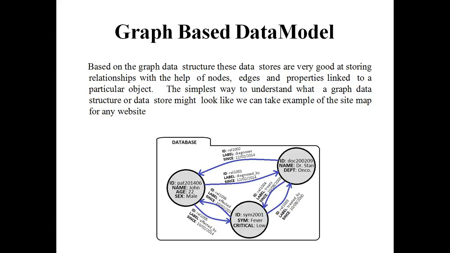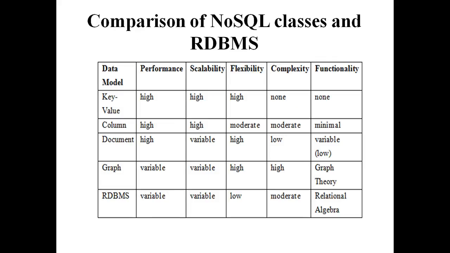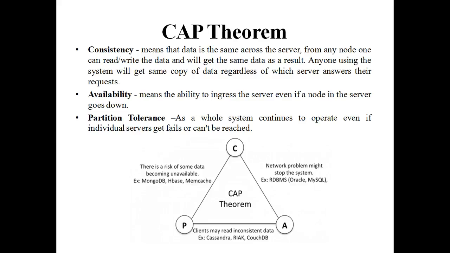Then comes the graph database model, where the data is stored in the form of nodes and the relation between the two nodes is depicted in the form of edges, and the relationships are written on the edges. The comparison between all these four databases in terms of performance, scalability, flexibility, complexity, and functionality has been depicted.